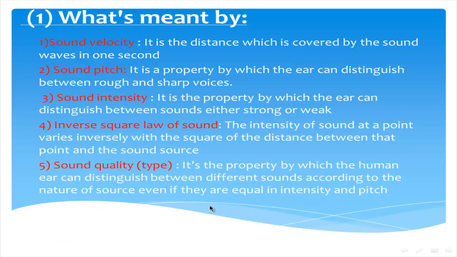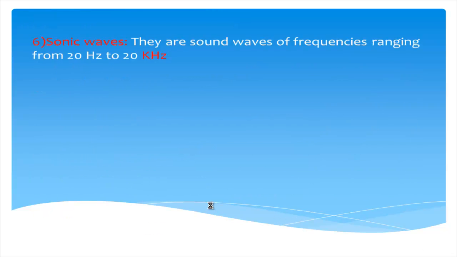Number 5. What's meant by sound quality or type? It is a property by which the human ear can distinguish between different sounds. According to what? According to the nature of source, even if they are equal in intensity and pitch.